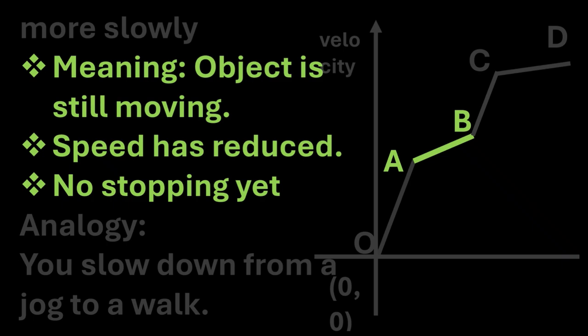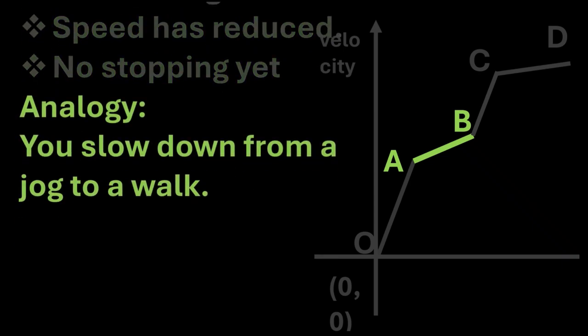To draw an analogy here, after walking quickly from O to A, we slow down from a jog to a walk. So O to A, we were jogging, and A to B, we slow down from a jog to a walk. So we were jogging from O to A, and then we just slowed our pace from A to B and started to walk.